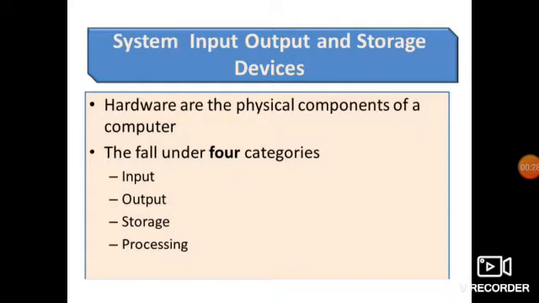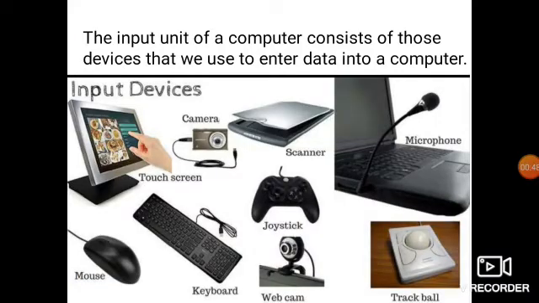During this process, a computer uses input devices to take the inputs from a user and output devices to give the desired output to the user. They fall under four categories: input, output, storage and processing. The input unit of the computer consists of those devices that we use to enter data into a computer. Examples: touch screen, camera, scanner, microphone, mouse, keyboard, joystick, webcam and trackball.